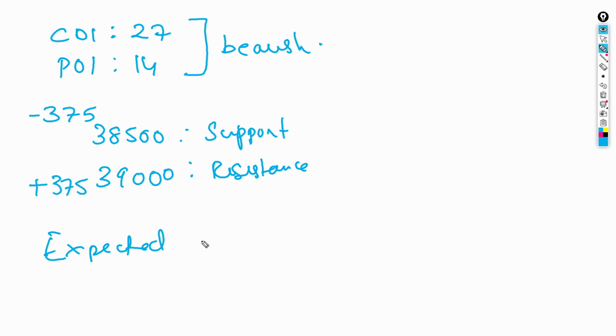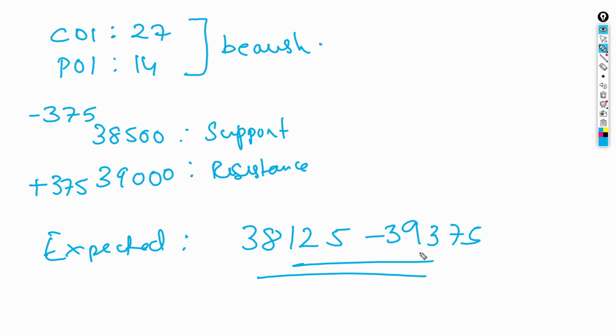When we add both of these and calculate, the expected range for Bank Nifty for this particular week is likely to be around 38,125 to 39,375. So this is just the expected range. Again, you have to be very clear here. I am not telling you this is definitely going to be the expiry or this is definitely going to be the range for Bank Nifty. I am just telling you this is the range which market participants are expecting as of today.